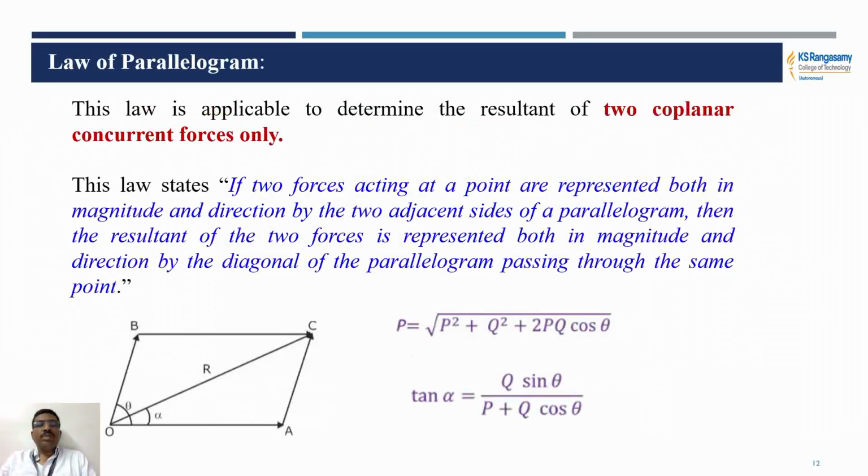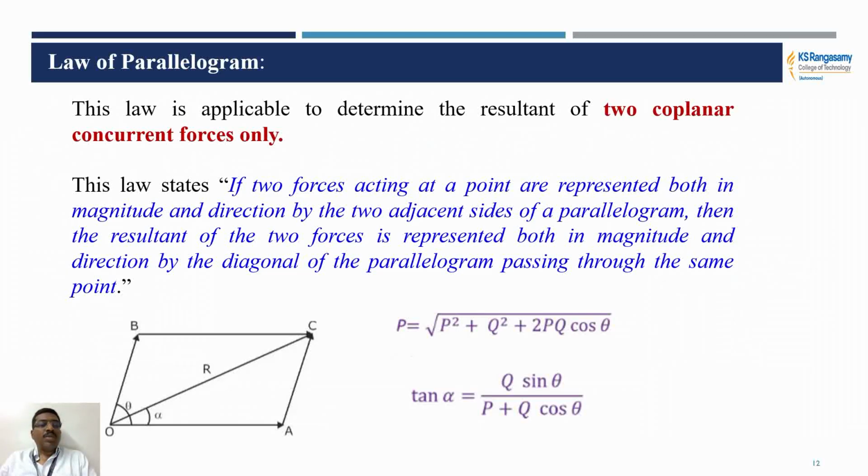Now we are going to see the parallelogram law of forces. This is applicable to determine the resultant of two coplanar concurrent forces. Consider the forces P1 and Q1 acting at the point O in a parallelogram OACB. Then the resultant force will be acting along the diagonal of the parallelogram OACB. The law can be stated as: if two forces acting at a point are represented both in magnitude and direction by the two adjacent sides of a parallelogram, then the resultant force will be represented in magnitude and direction by the diagonal of the parallelogram passing through the same point.